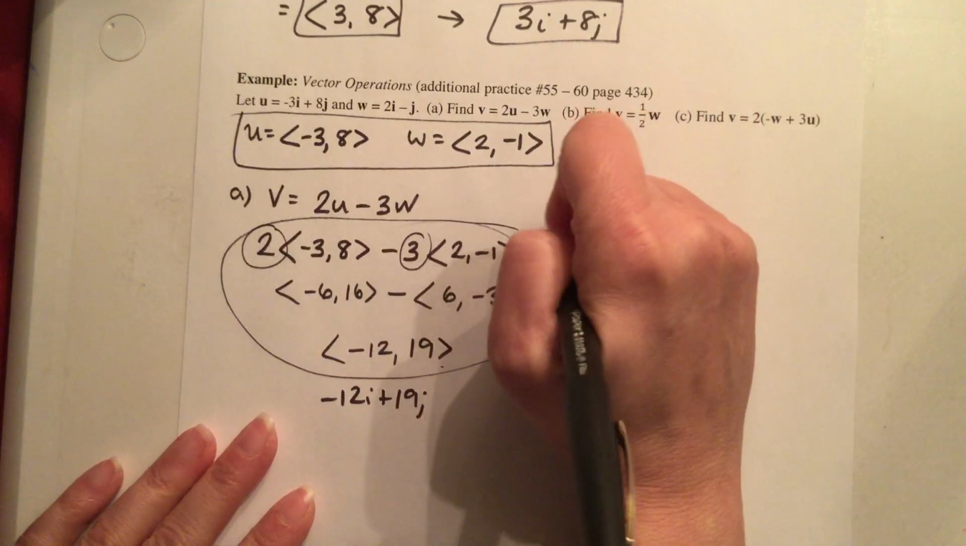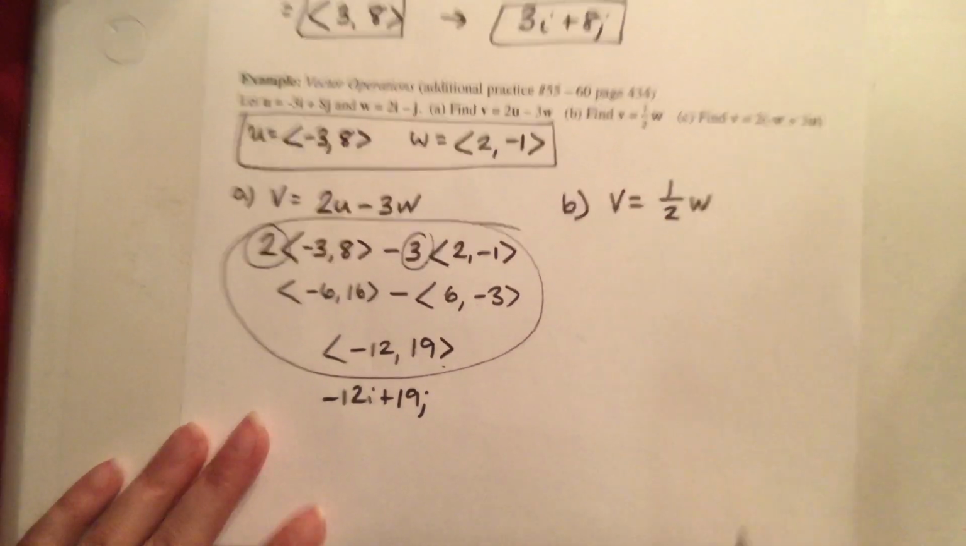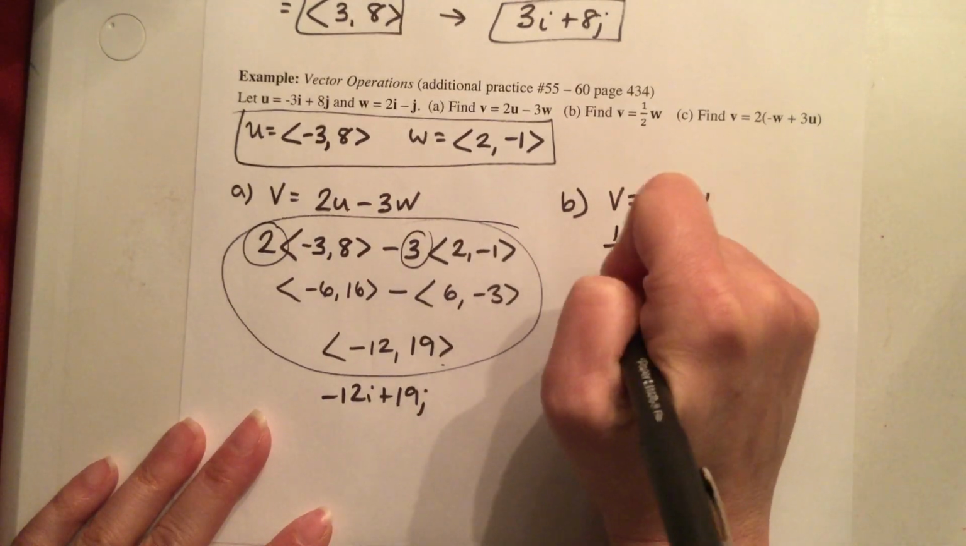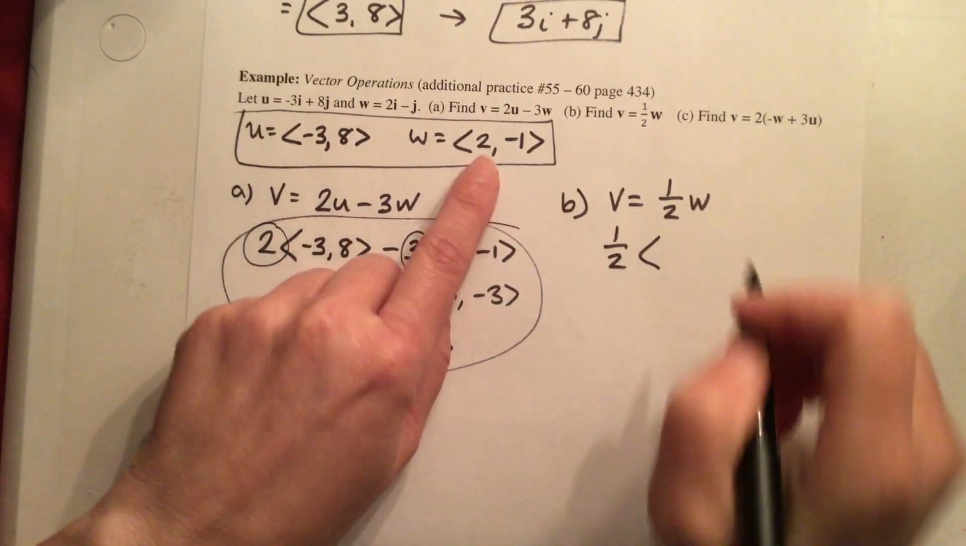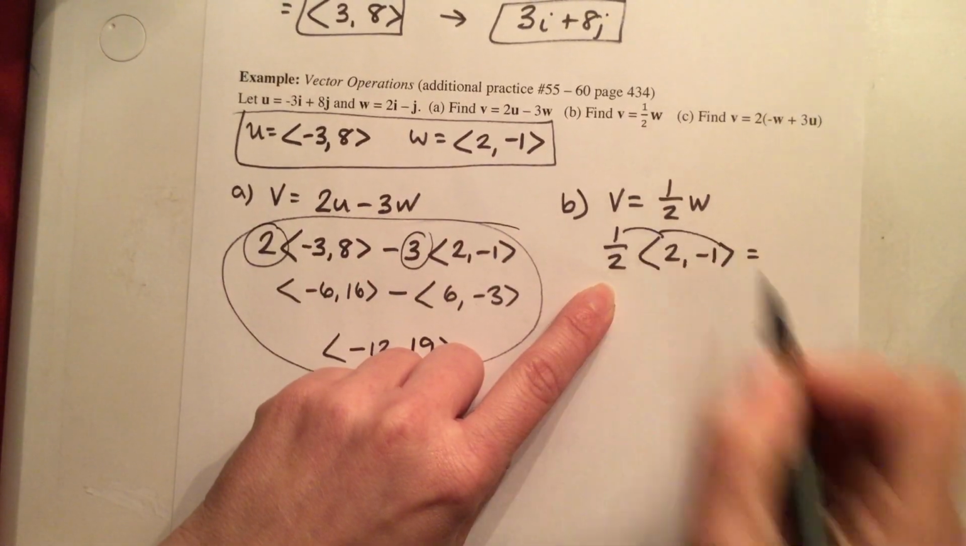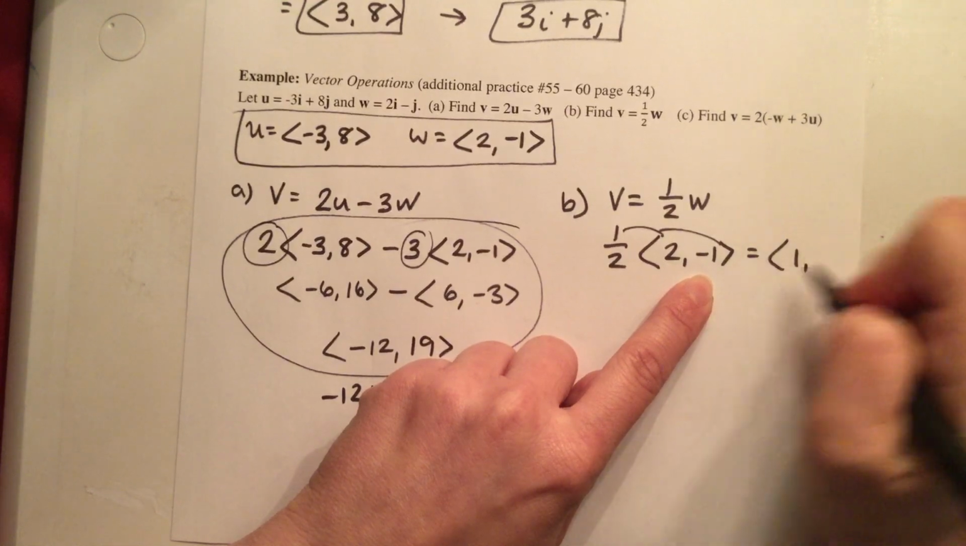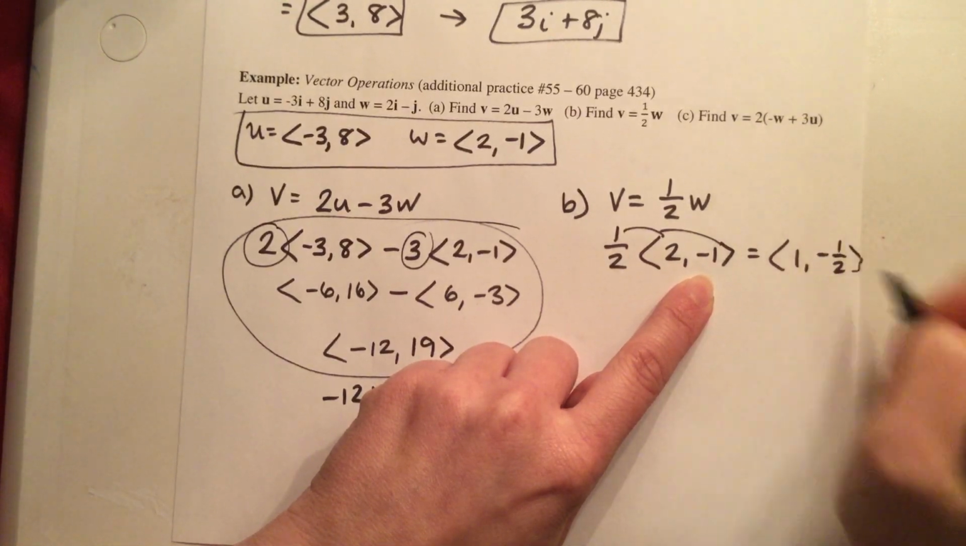Okay, let's look at B. Find vector v if it is equal to 1/2 w. So remember, that's just a scalar. So 1/2, if w is 2 and negative 1, you just distribute. So it's going to be 1/2 of 2 is 1. Negative 1 times 1/2 is a negative 1/2.